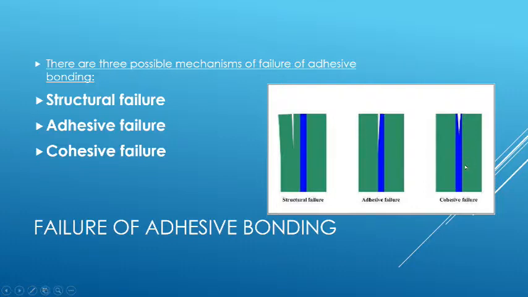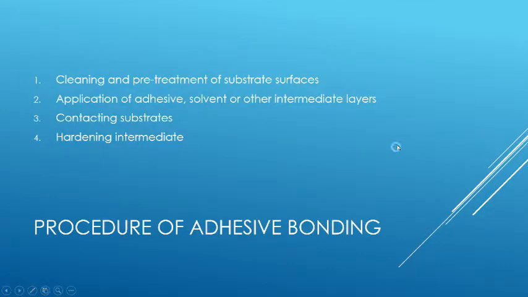Cohesive failure. Cohesive failure only happens in the internal failure of the adhesive layer. So this is a cohesive failure. It is a failure that happens inside the adhesive layer. In order to produce adhesive bonding, there will be 4 steps.